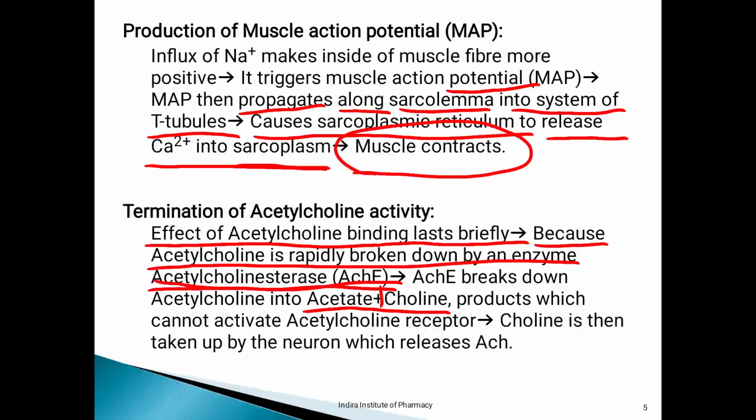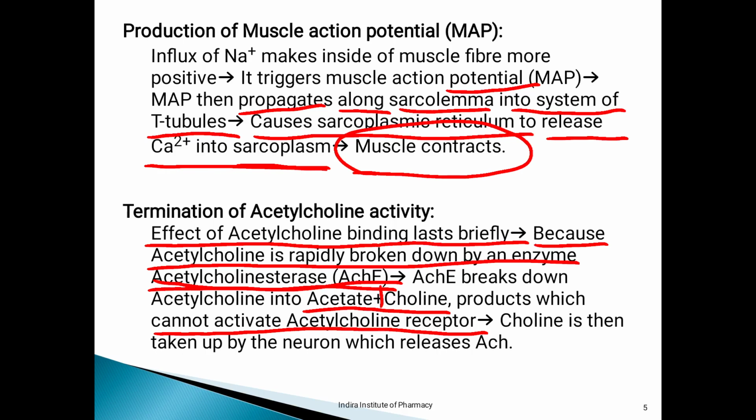These are the two products of acetylcholine breakdown, and these products cannot activate the acetylcholine receptor. So once acetylcholine is broken down, the two products, acetate and choline, separately cannot activate the acetylcholine receptor. So choline is then taken up by the neuron which releases the acetylcholine.